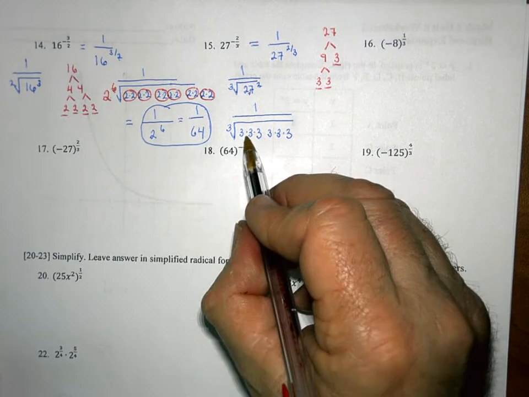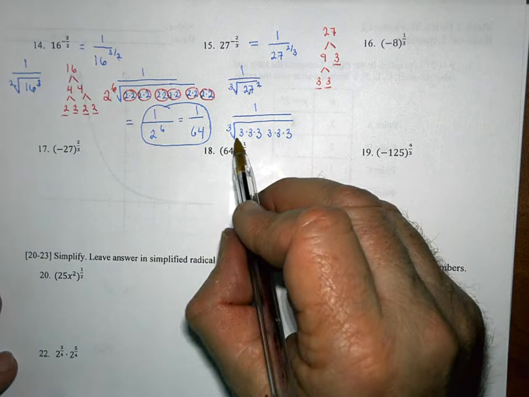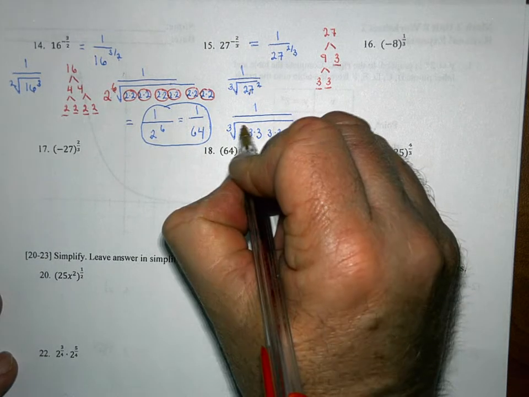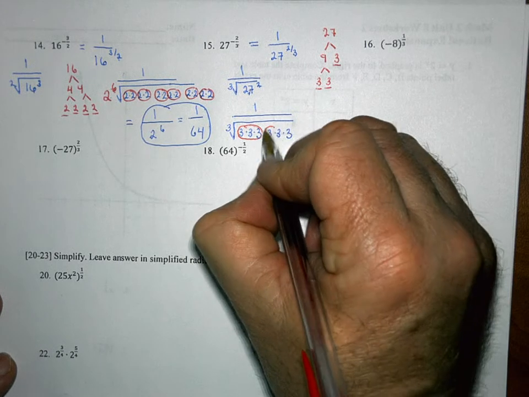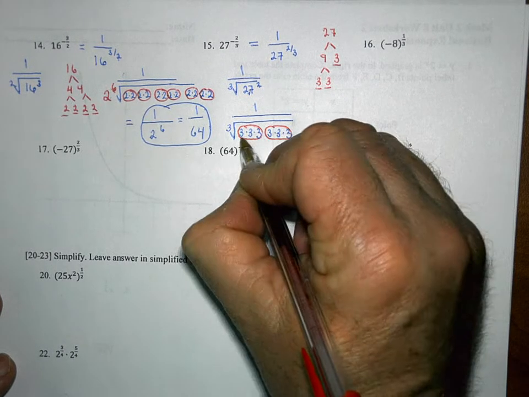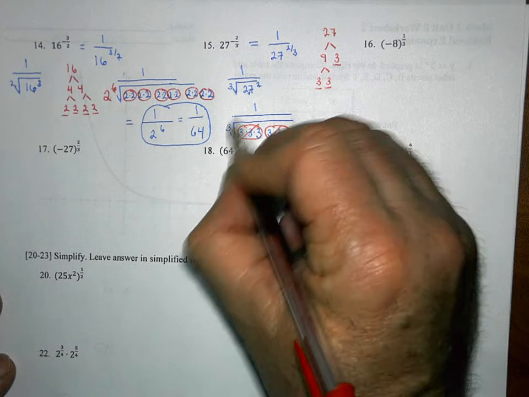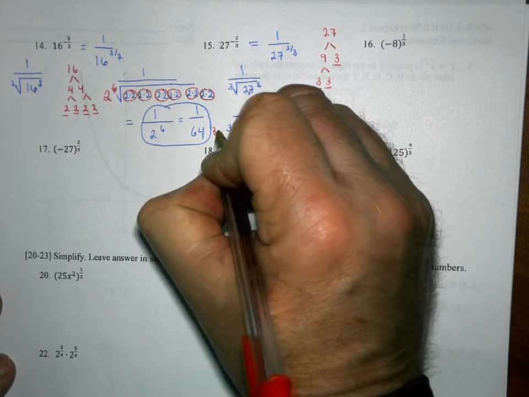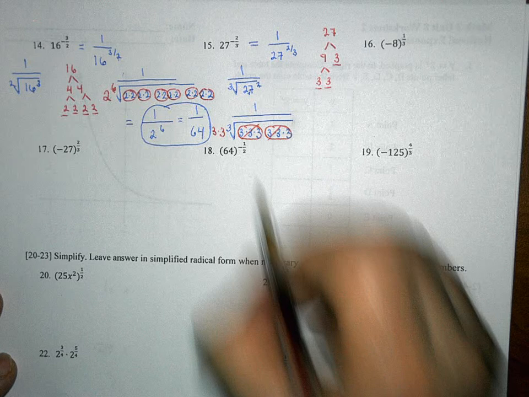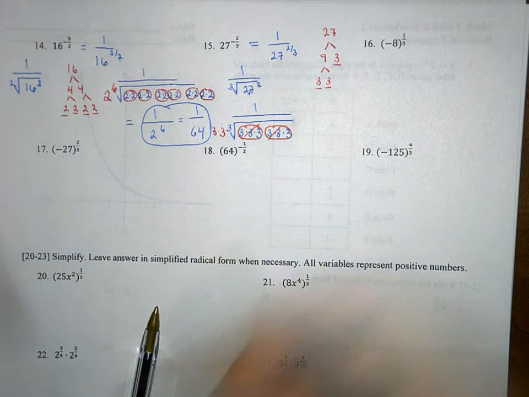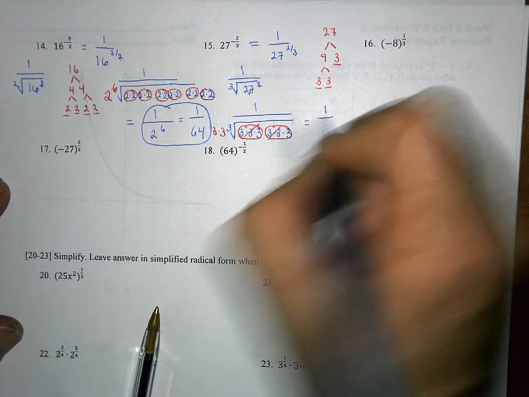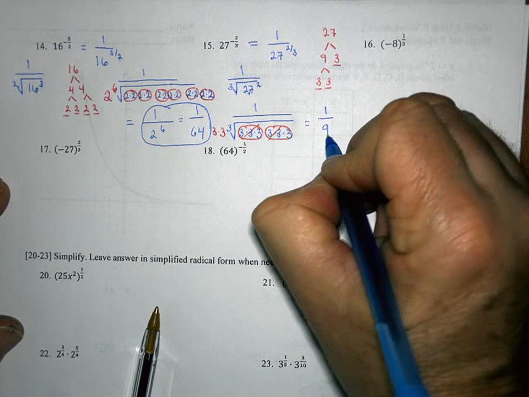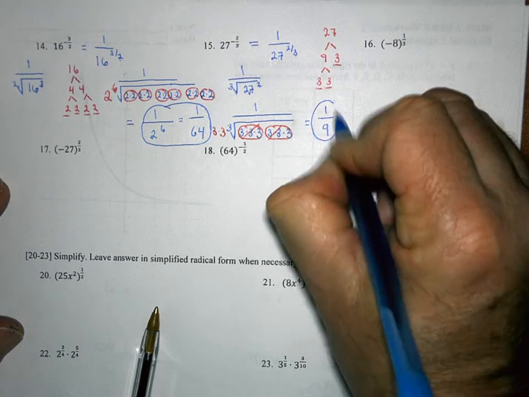Okay, now I'm going to look for 3 identical numbers, because my index is 3. So I have 3 identical 3's. Those move to the outside, so I'm going to have a 3 times a 3 on the outside, which is 9. So this problem simplifies to 1/9. That would be number 15.